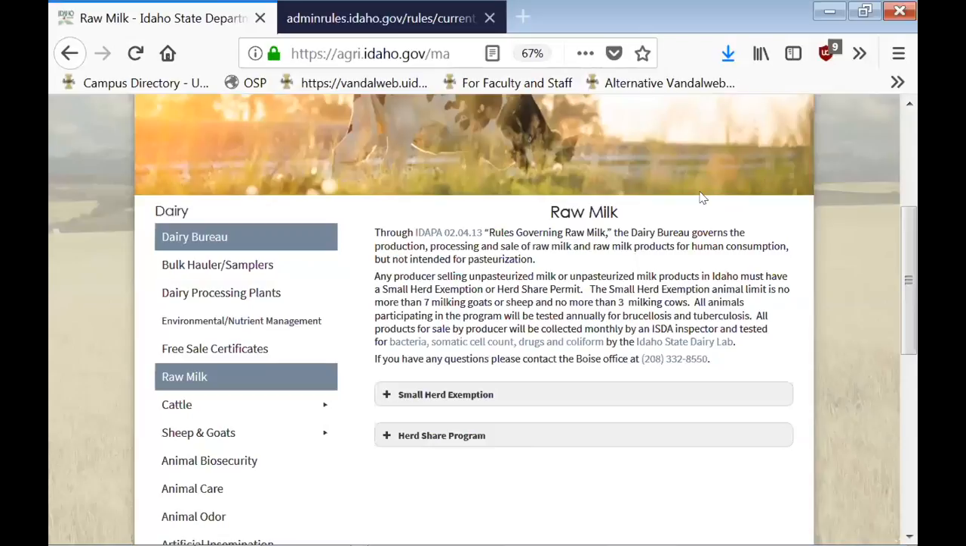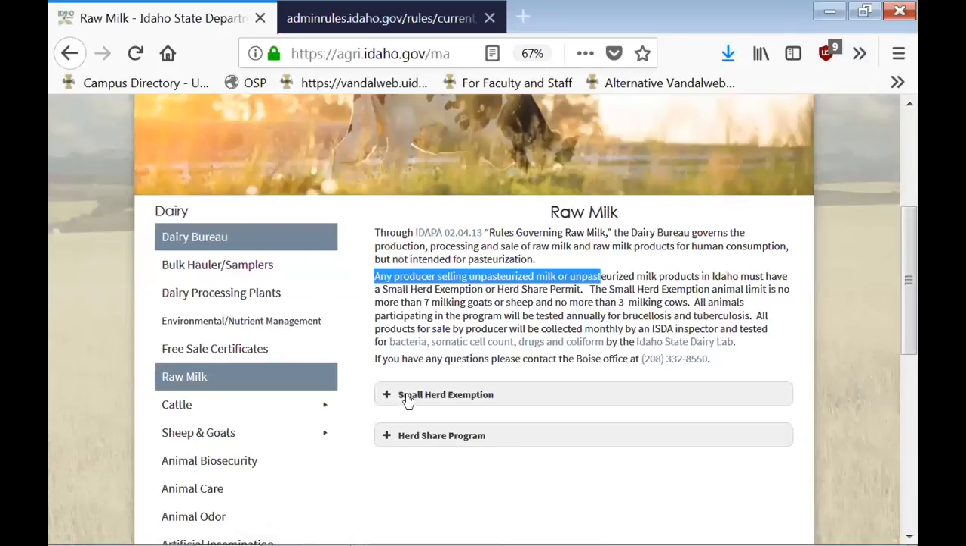Okay, so we're back at the raw milk page for the Department of Agriculture. And my point in showing you the way around this is that there are good tools here. So at the top, you'll see the IDAPA 02.04.13 reference that if you click on it, you'll get to the raw milk rules, the administrative rules for raw milk in Idaho. I encourage you to read these.